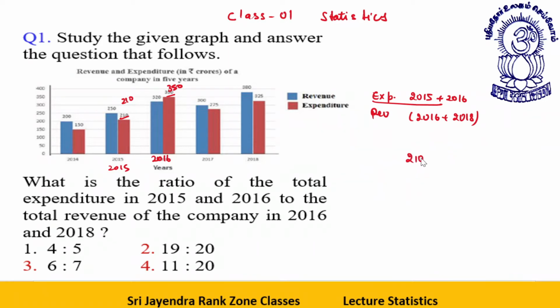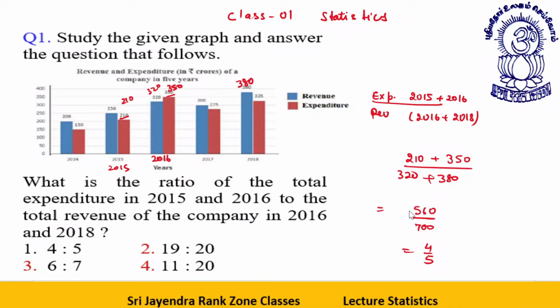So the expenditure is 210 plus 350, divided by revenue. What is the revenue in 2016? You can read it: this is 320. And this also I hope you can read; even if you can't, I will write it again. This is 380. So 320 plus 380. This gives me the answer as 560 divided by 700, or you can say 4 is to 5. I hope this is clear to everyone.